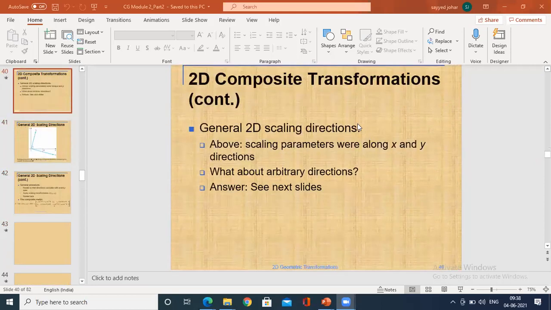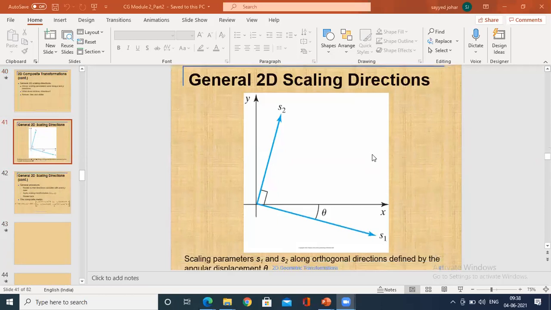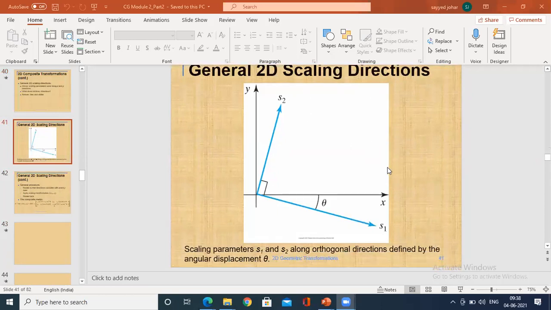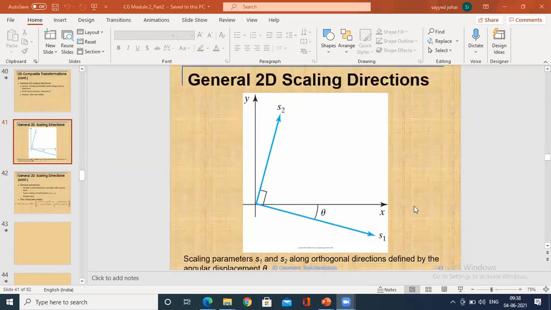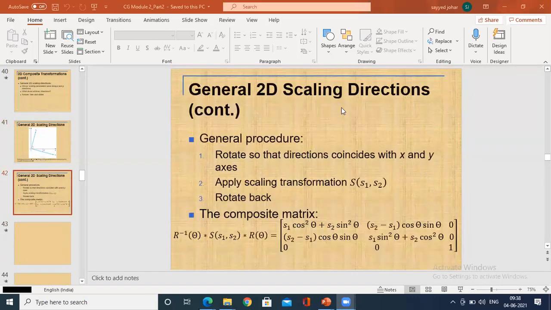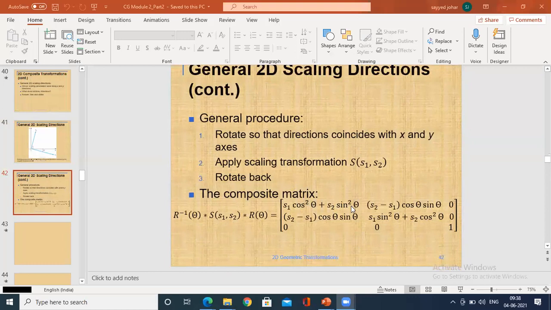How do you determine the scaling directions? This is general 2D scaling directions. For that, what is the procedure to determine the general scaling directions? We have to rotate so that it coincides: rotation, apply the scaling, and back rotation. So this is a matrix.